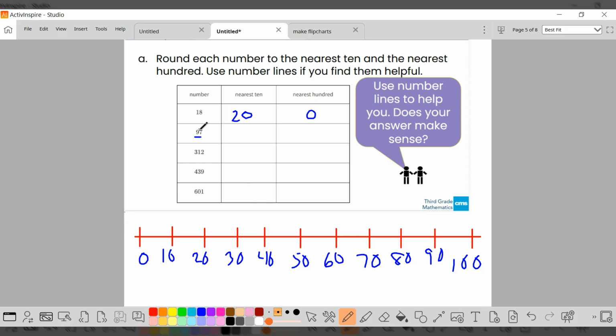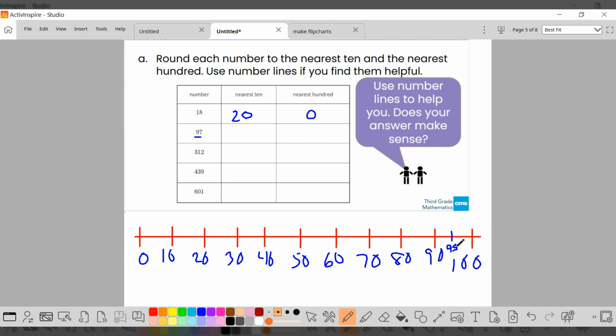So if we're looking at our spot again, we know that we have 9 tens. So I know that it's going to be over here because 90 is 9 tens. It's going to fall between 90 and 100. My midpoint on here is going to be 95. That's halfway between 90 and 100.